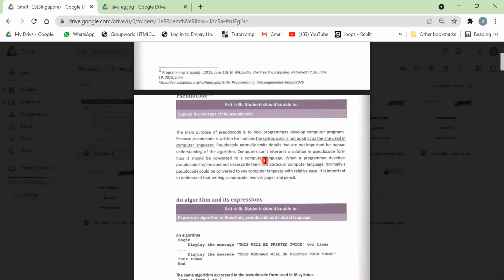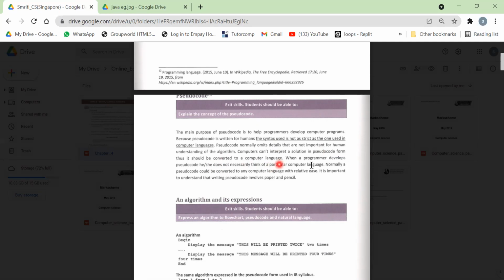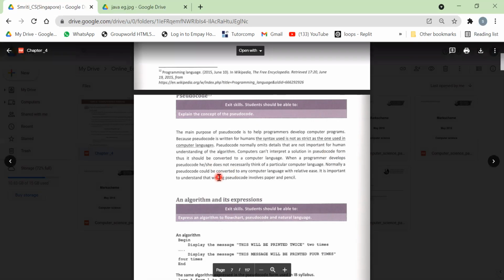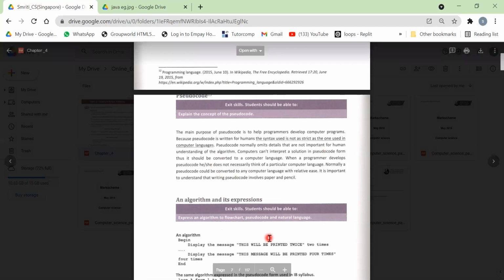However, we need to know one thing: this is only for human convenience, and it cannot be applied to the computer machine, because the computer cannot interpret pseudocode. You're not actually using the keywords of any programming language. You're using your own language, and the computer does not understand human language. It understands the programming or coding language. So the important point is that computers can't interpret the solution in pseudocode, and it should be converted into a computer language. When a programmer develops pseudocode, he does not necessarily think of the computer language, and that can be done later on.